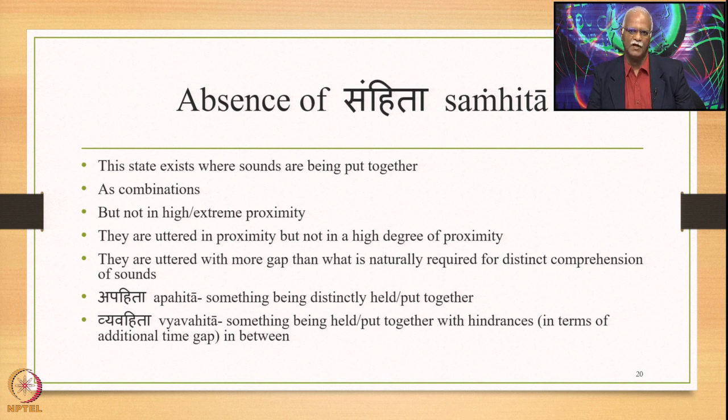What about absence of samhita? When sounds are being put together as combinations, there exists a state where there is no samhita. One may take more gap in between sounds. So combinations which are not in high or extreme proximity might have the absence of samhita. Such combinations are uttered in proximity, but not in a high degree of proximity. They are uttered with more gap than what is naturally required for distinct comprehension of sounds.